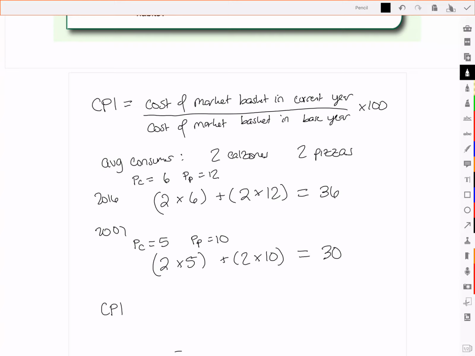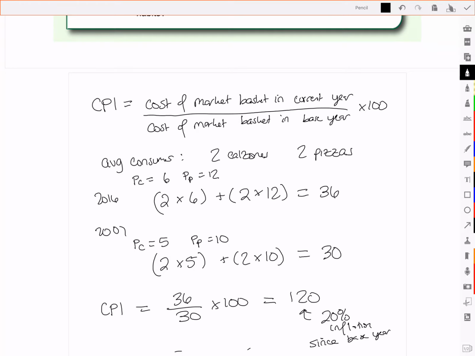To find the consumer price index, we take that 2016 market basket of goods, so 36, and we divide by the 2007 basket of goods here, which is 30. We multiply times 100, and we get 120. Now this 120 tells us there's been 20% inflation since the base year. That's because in the base year, your current prices and your base year prices will be the same. And so you're dividing the same number by each other, and so you get 100.